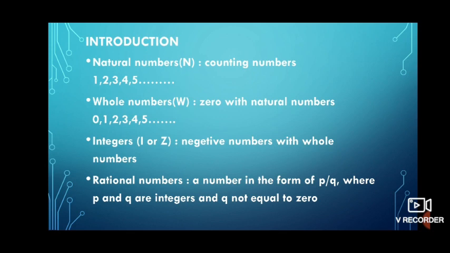Next one is integers, which will be denoted by using capital I or capital Z. So if we add negative numbers to the whole numbers, we will get the integers. Next one is rational numbers. A rational number is a number which will be in the form of P by Q, where P is the numerator, Q is the denominator, and P and Q may be any of the integers. Any of the integers means it may be a negative number, may be a positive. And Q should not be equal to 0. P may be a 0, but Q should not be equal to 0.